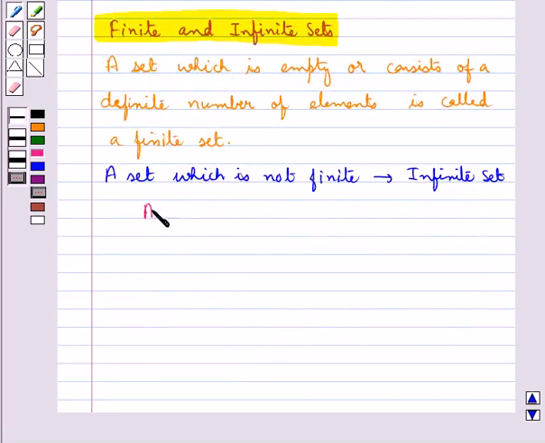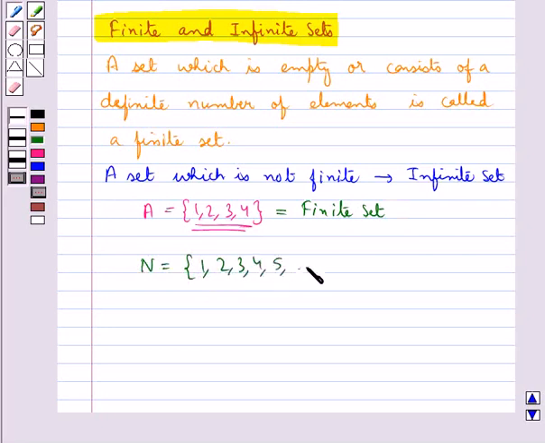If you consider a set A equal to 1, 2, 3, 4, as you can see, this set A consists of a finite number of elements, that is 4. So we can say that the set A is a finite set. Now N is the set of all natural numbers. This set N is not finite since it does not have a definite number of elements. So we say that the set N is an infinite set.